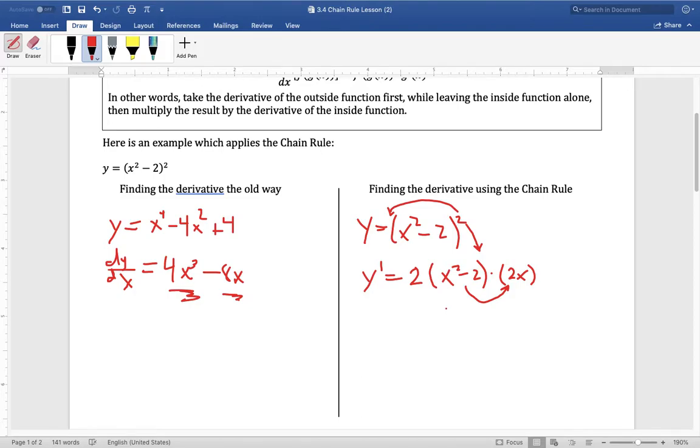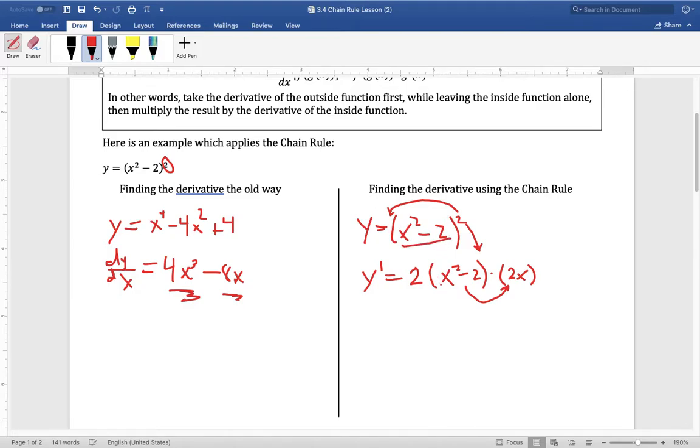Chain rule is great because if this exponent right here is something larger than 2, like let's say it was raised to the 5th power, you wouldn't have to multiply this out 5 times. All you'd have to do is just multiply the exponent 5 in front, leave the inside alone. This is important.